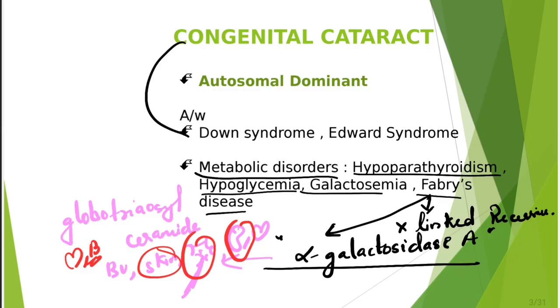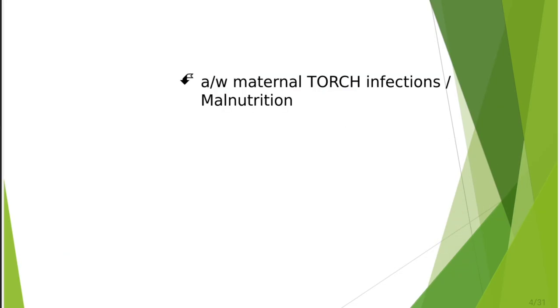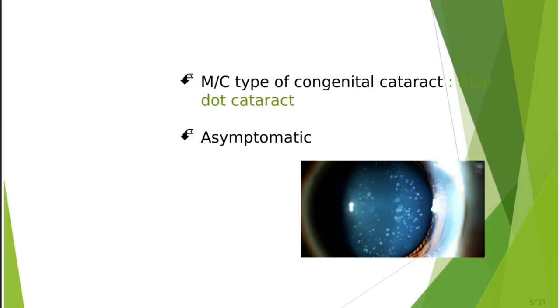Okay, so without treatment, the patient can go for kidney failure, heart problems, stroke. With treatment, that is, you can give enzyme replacement therapy, we can slow down the disease. Understood? So that is what you should know about Fabry's disease. Also, congenital cataract is associated with TORCH infections and malnutrition of the mother. When the mother is pregnant, if she is not having enough good food, then also the child can have congenital cataract. Okay. Now, guys, look here.